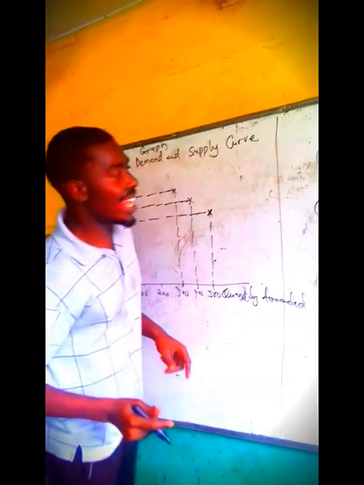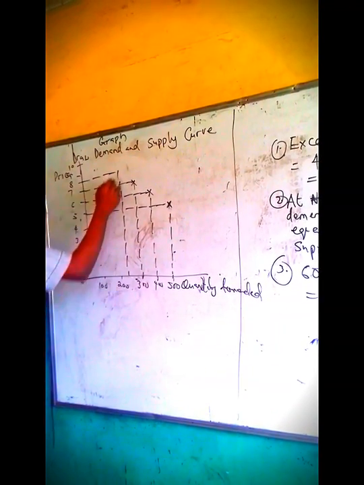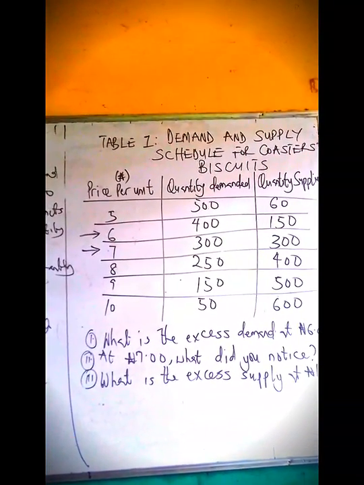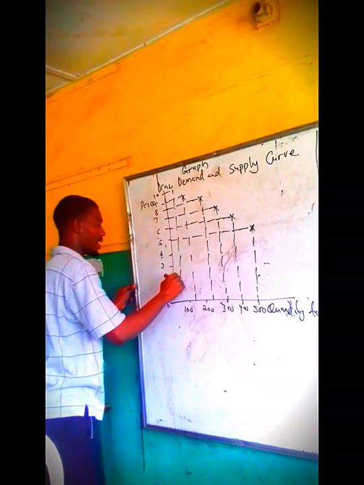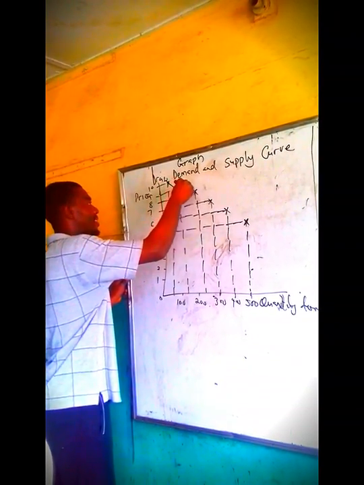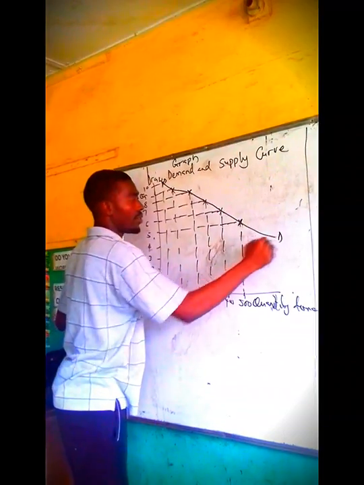It's clear. Now, at 8 naira, what's the quantity demanded? 250. That is in the middle of 200 and 300. Do you get that? So, at 9 naira, what's the quantity demanded? 150. Now, the last one: at 10 naira, the quantity demanded is 50, just between 0 and 100. Now you trace out the line based on the points you marked. So these are the demand curve. As simple as that.